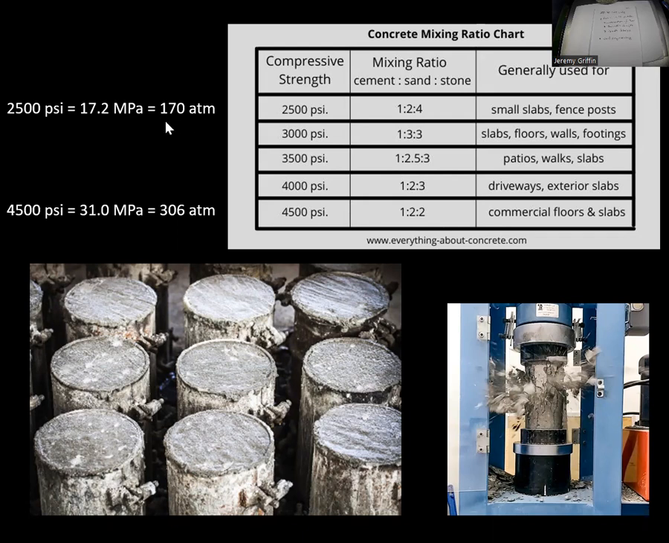We are sitting in 1 atmosphere of pressure right now. Really strong concrete might be like 4,500 pounds per square inch, or 31 million pascals, or like 300 atmospheres. There you go. There are different uses for these things.